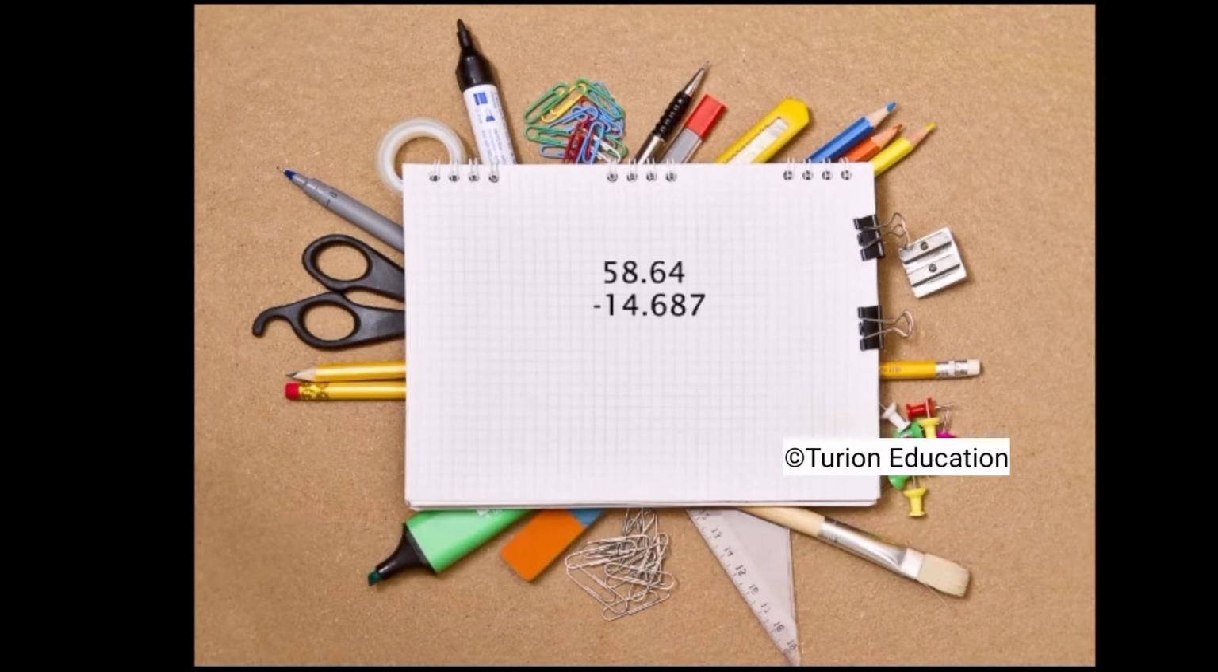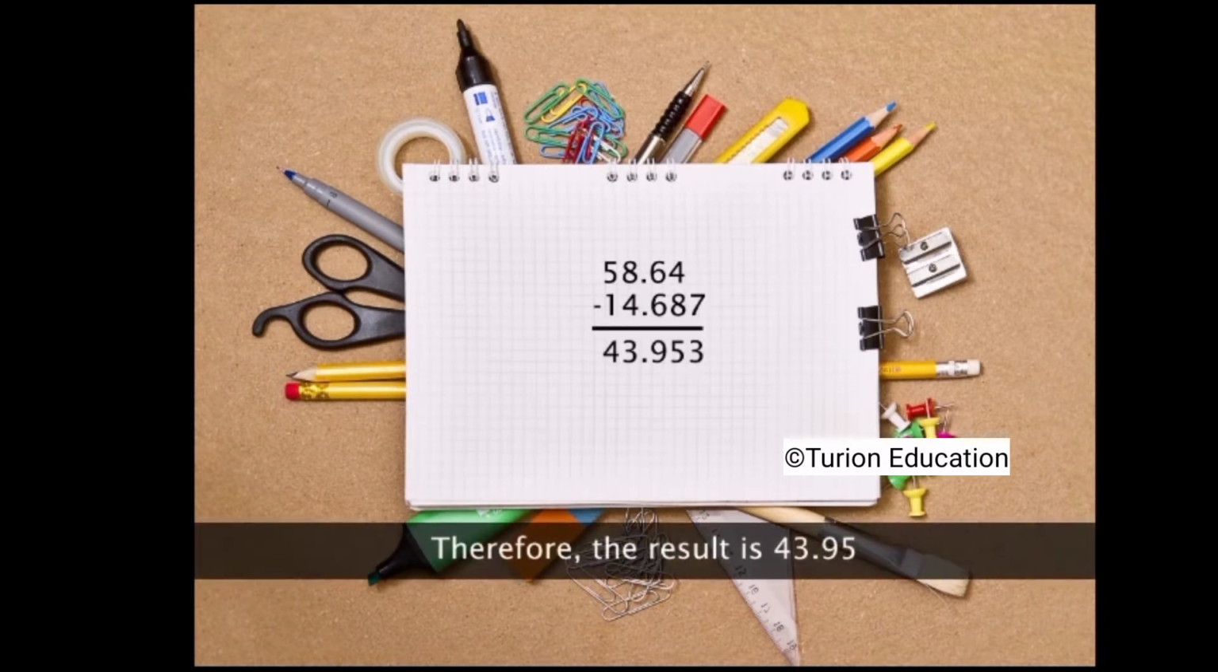When the number 14.687 is subtracted from 58.64, the result obtained is 43.953, which should be reported as 43.95 because 58.64 has 2 digits after the decimal point.